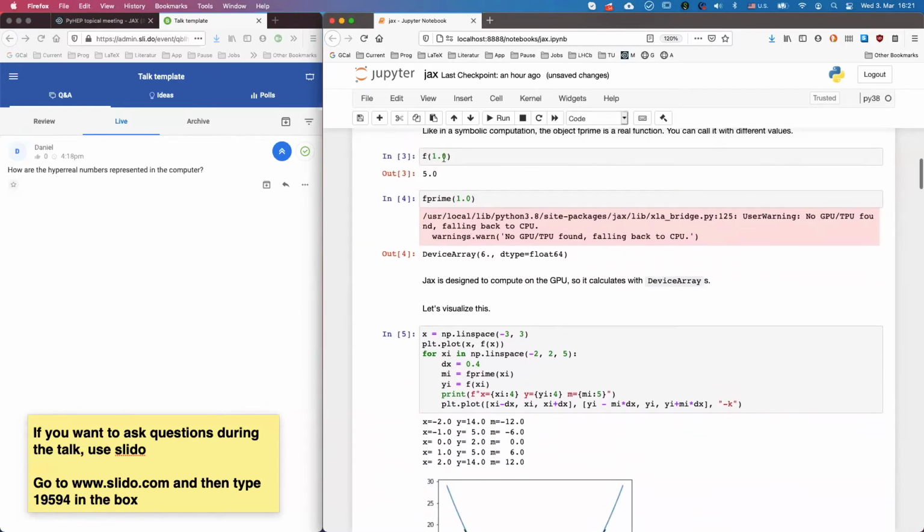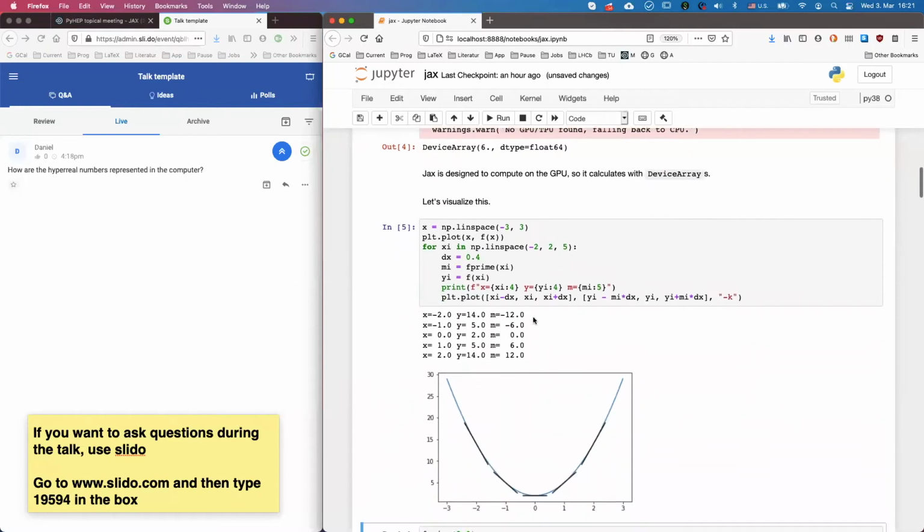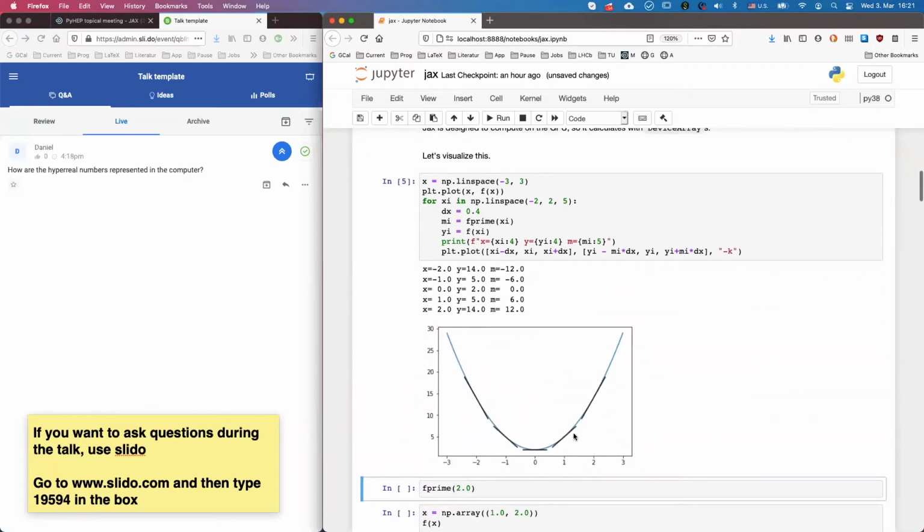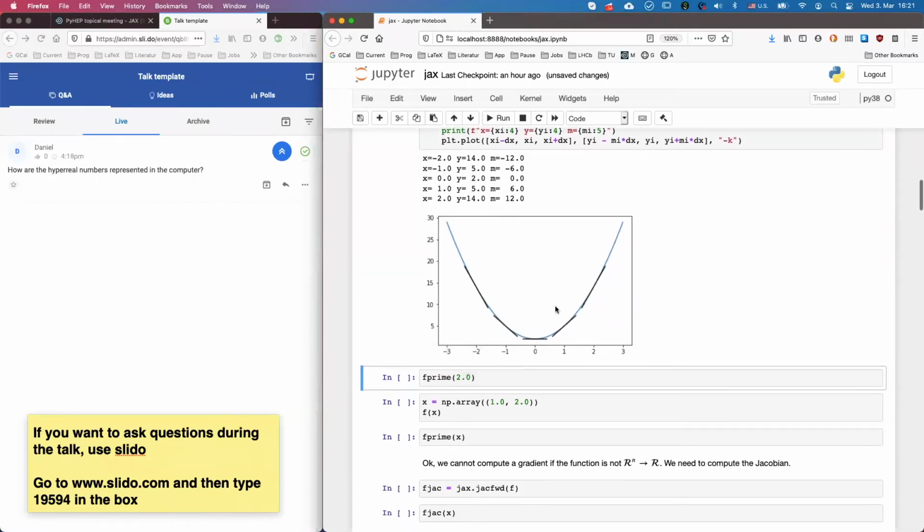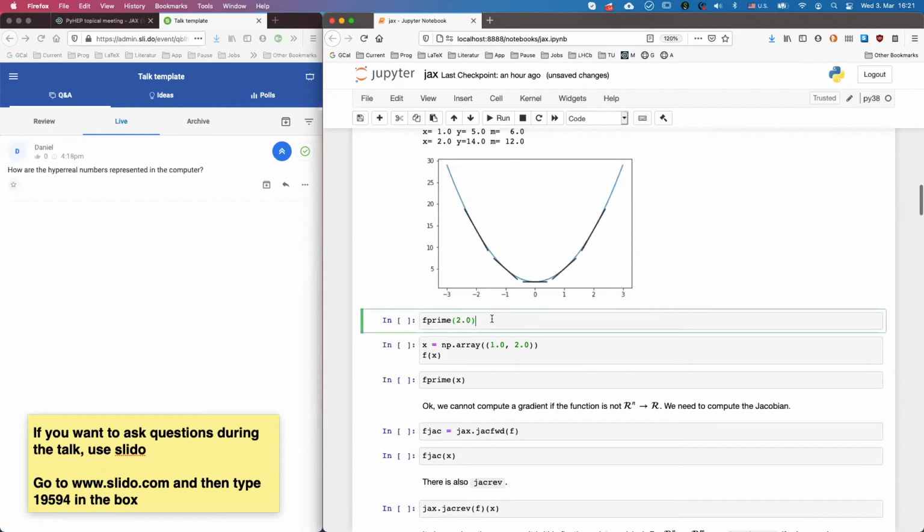Okay, so let's visualize this. So then maybe you don't trust me that this is the correct derivative. So I wrote a little code here that shows you that it indeed is the correct derivative. So here I plotted this function from before, and also the tangents, which are given by the derivatives at various points. So this works, great.